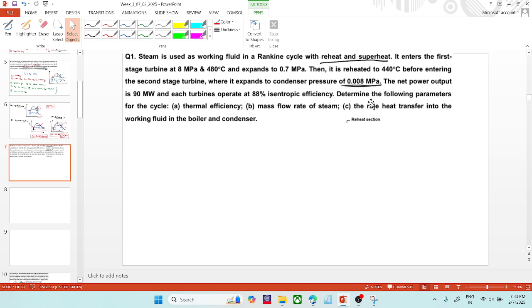Then we have to determine the following parameters. First one is the thermal efficiency, then the mass flow rate of the steam, then the rate of heat transferred into the working fluid in the boiler and the condenser. So we'll solve this problem. Let me draw the reheat cycle first.